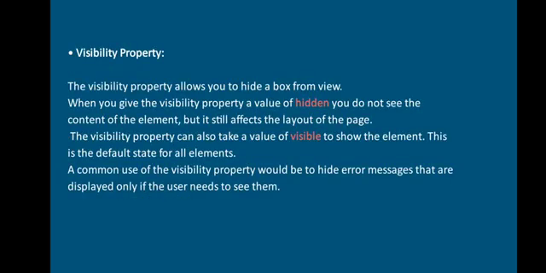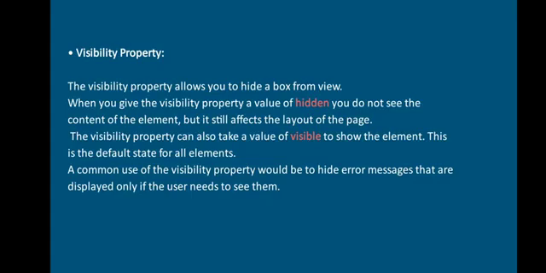Next, the visibility property. This is one of the most important properties. Generally, when we are using JavaScript, we can use it. If you want to hide something, for example, error messages, I want to hide them until an error occurs. Till then, the message should not be displayed. Once any error occurs, then the visibility property will change to visible.